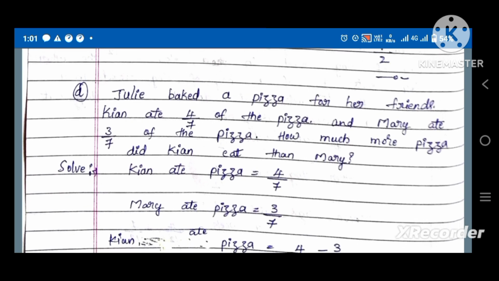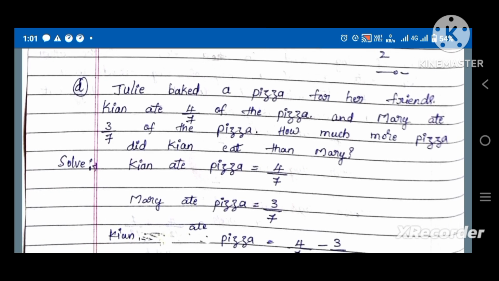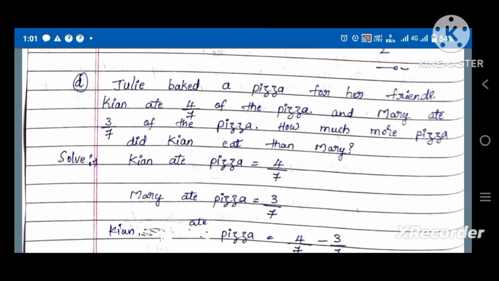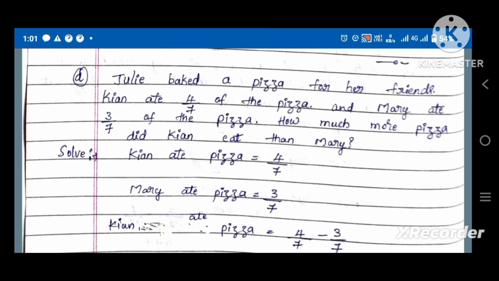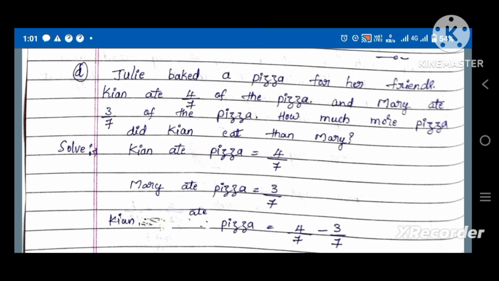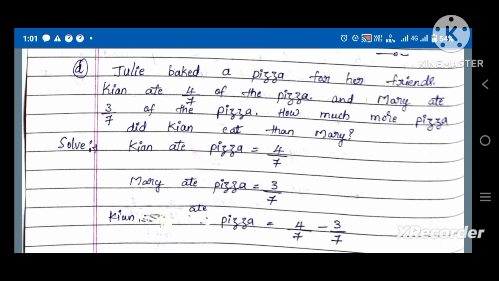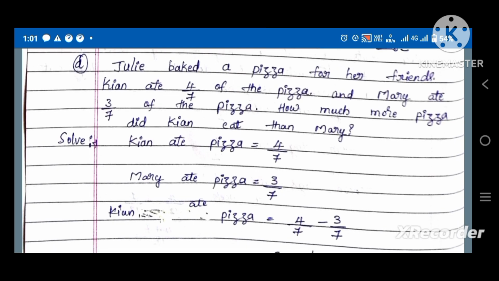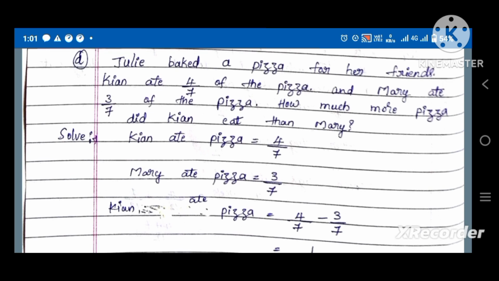Question D. Julie baked a pizza for her friends. Kian ate 4 by 7 of the pizza and Mary ate 3 by 7 of the pizza. How much more pizza did Kian eat than Mary?